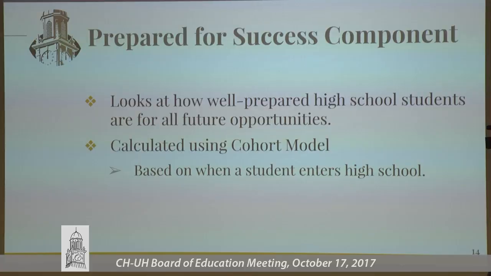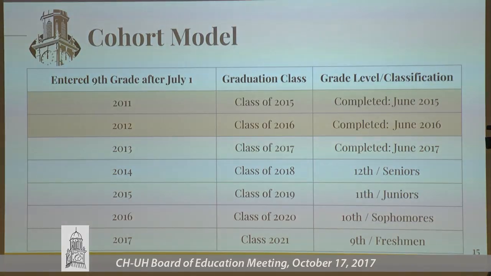The second of the 3 report card components is the Prepare for Success measure. This is a newer component, and like the K-3 measure that looks at performance in the early grades, Prepare for Success looks at performance of students beyond state testing at the high school level. These measures are calculated using the cohort model, which is based on when students enter high school. Here's a chart that hopefully helps that make sense.